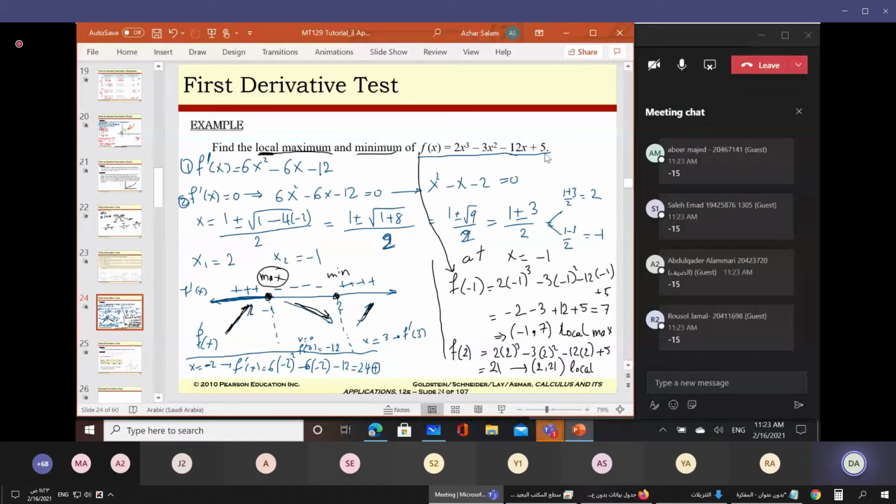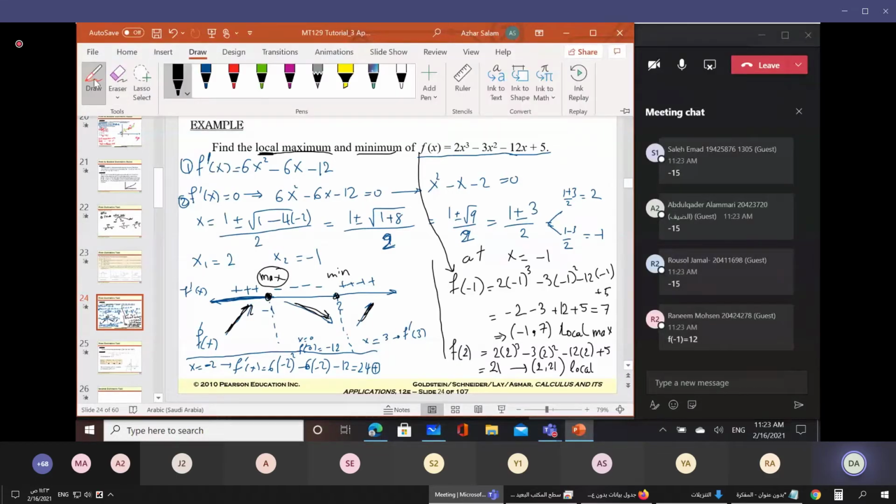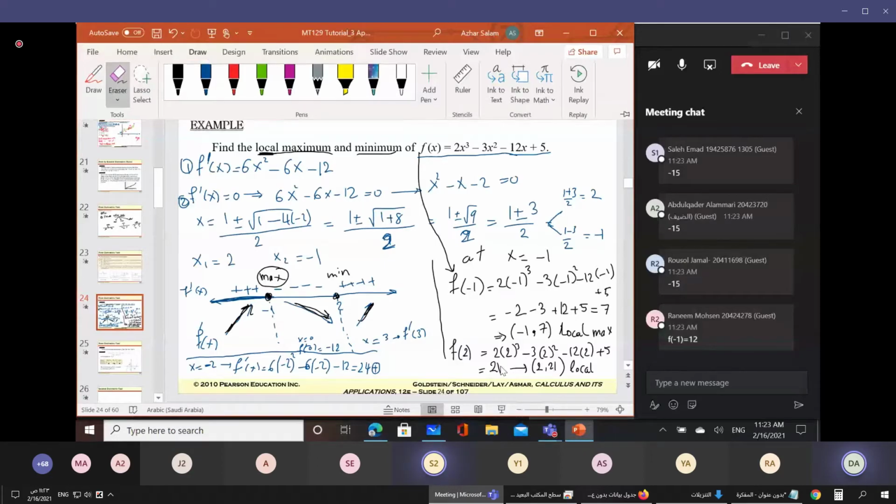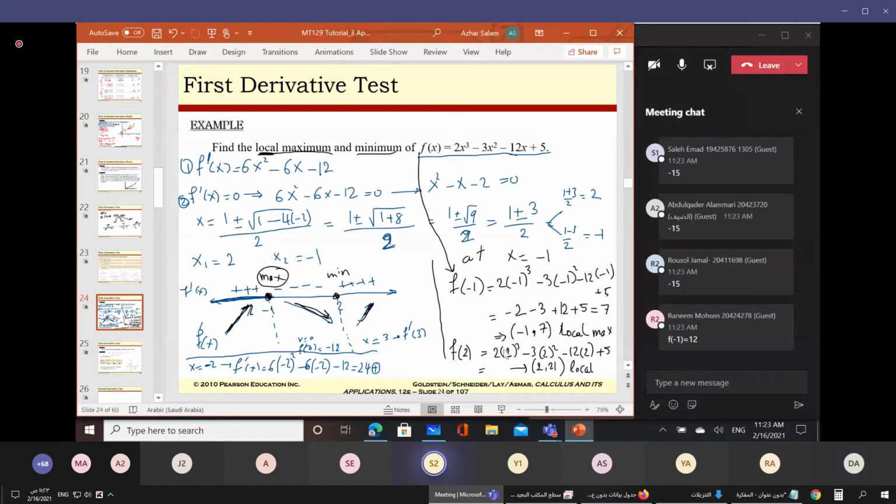Minus 15. Okay, minus 15. I don't have a calculator next to me, so I depend on you. Yes, Doctor, it's not 7, it's 12, I think. Yes, because minus 5 plus 5 is 0, and it will be 12. Right, it will be 12.